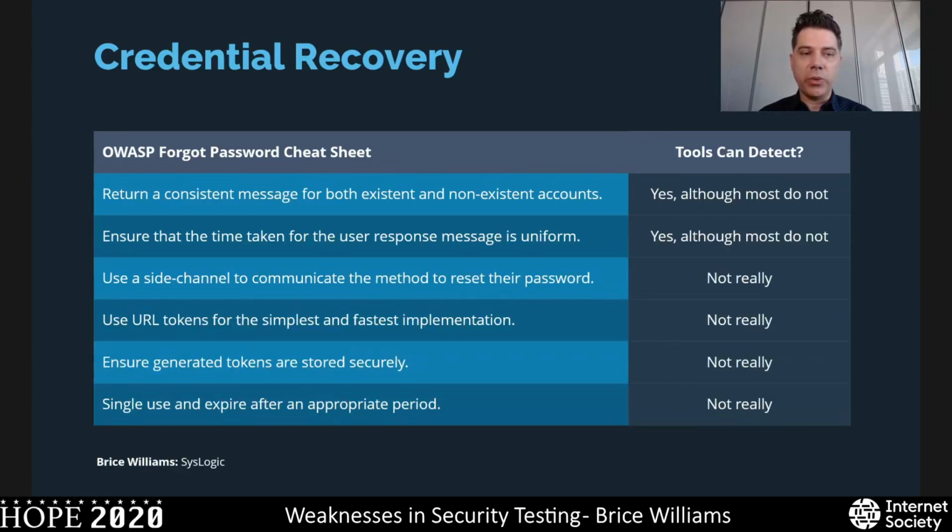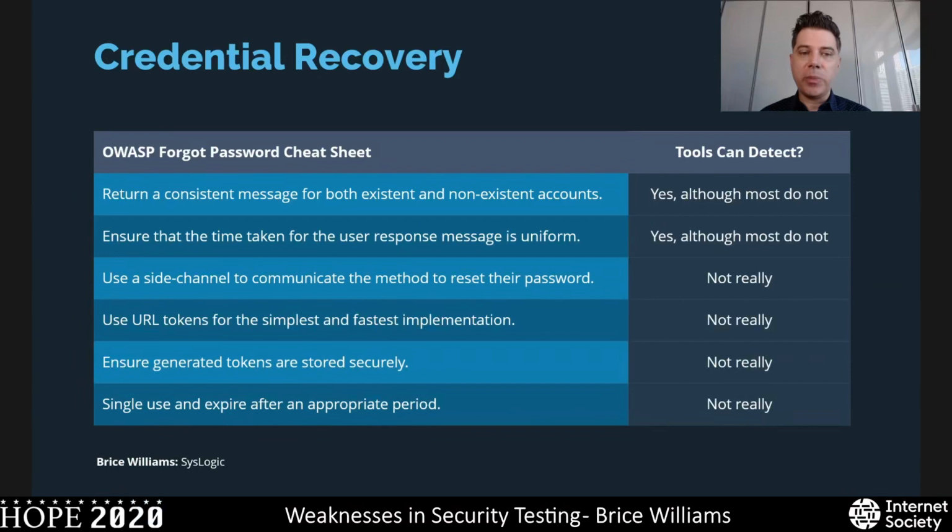So for example, you really should return a consistent message for both existent and non-existent user accounts when you're supplying, say, an email address or a username, and you want to receive something to help you reset your password. Tools technically should be able to help with this, although most that I've seen cannot. You should also make sure that the time taken for the user response message is uniform. If there's a big difference in time between user accounts supplied that exist versus those that don't, an attacker can use that information to determine which accounts exist in the system. This is another area where tools should be able to help with, but generally we don't see this in tools.